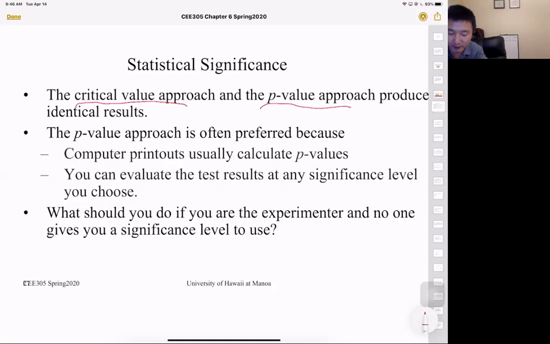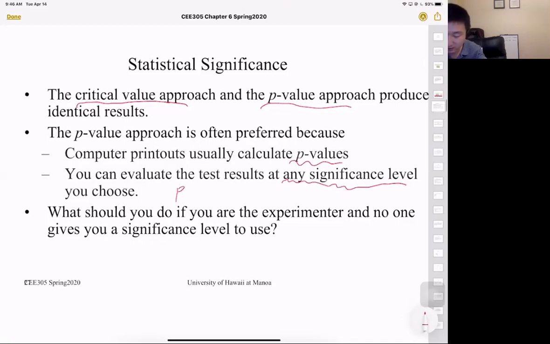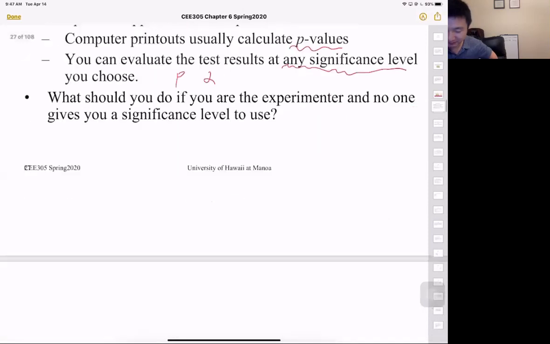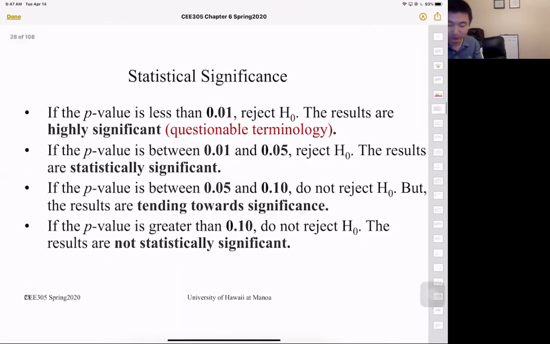One is that the computer printout normally will calculate the p-value. After we calculate the p-value, we can compare it with any alpha, any significance level we choose. So we just calculate the p-value, compare with alpha, and alpha can change. So we have more freedom with the p-value approach. What should we do if we are the experimenter and no one gives us a significance level alpha to use? Then we can just choose our own alpha.